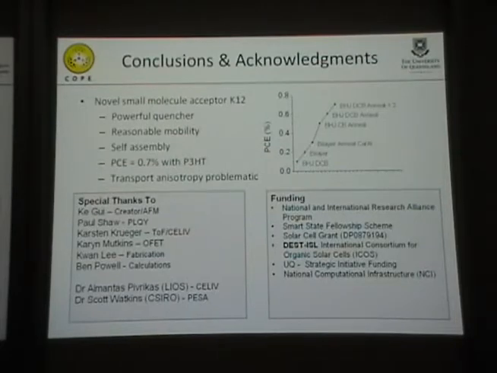So we will introduce a new small molecule acceptor. It's a powerful quencher, has reasonable mobility. It has quite interesting self-assembly properties. We've achieved a power conversion efficiency of about 0.7 with P3HT, and it's possible that transport anisotropy is the problem.